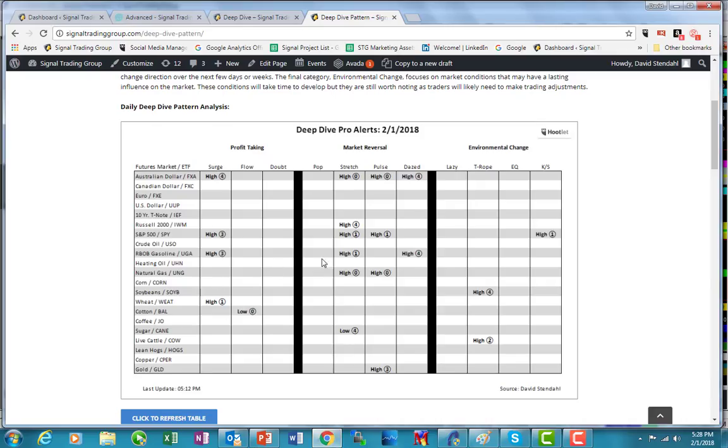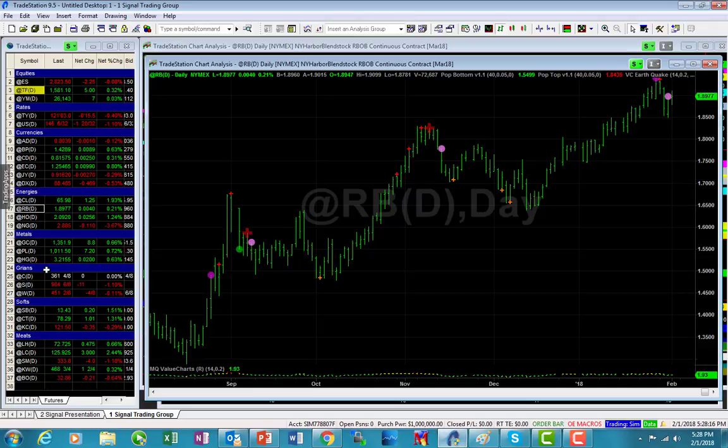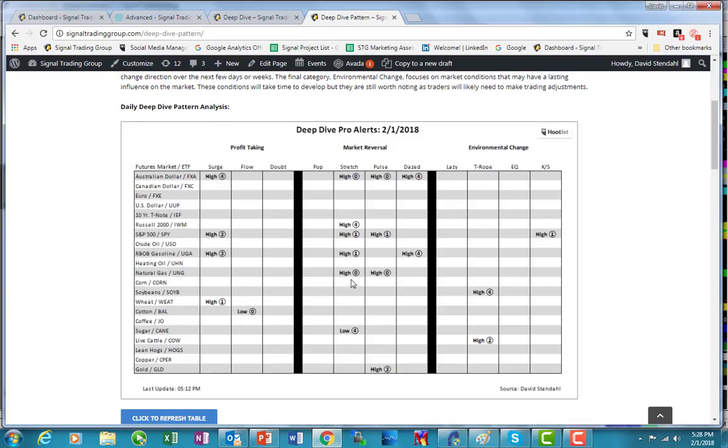Let me take a look here and see what the next market is. I'm pointing these out because we had a lot of them that actually triggered today. So natural gas is another market that we'll pull up, and we'll let that calculate. In this case, we had a high on the stretch and a pulse. Now these just occurred today. There's nothing else on the horizon that recently happened, but nonetheless we are looking at that type of condition.